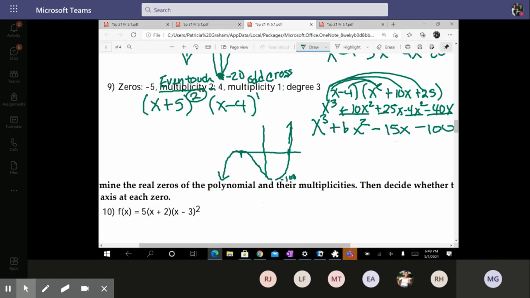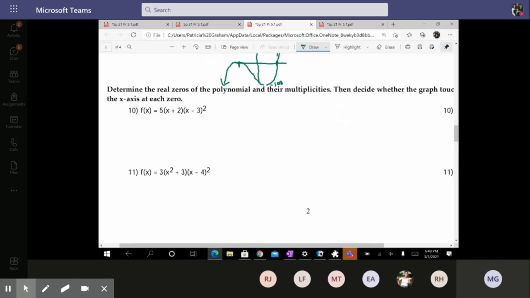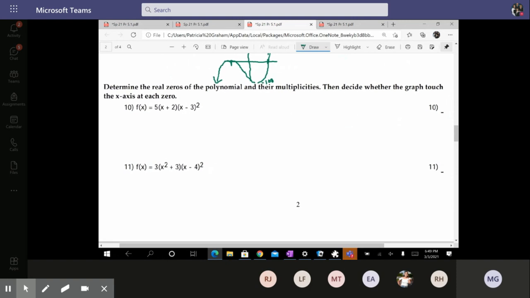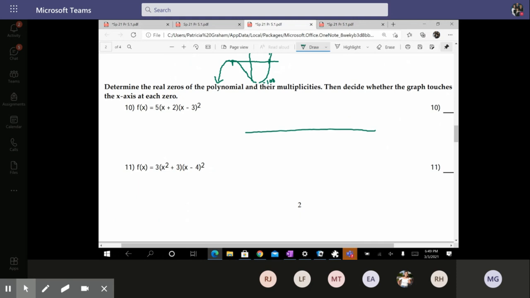All right. Looking at problem 10. I'm going to be at -2 and +3, right? I have 2 x's here and 1 here. So the degree of this polynomial is going to be 3, right?